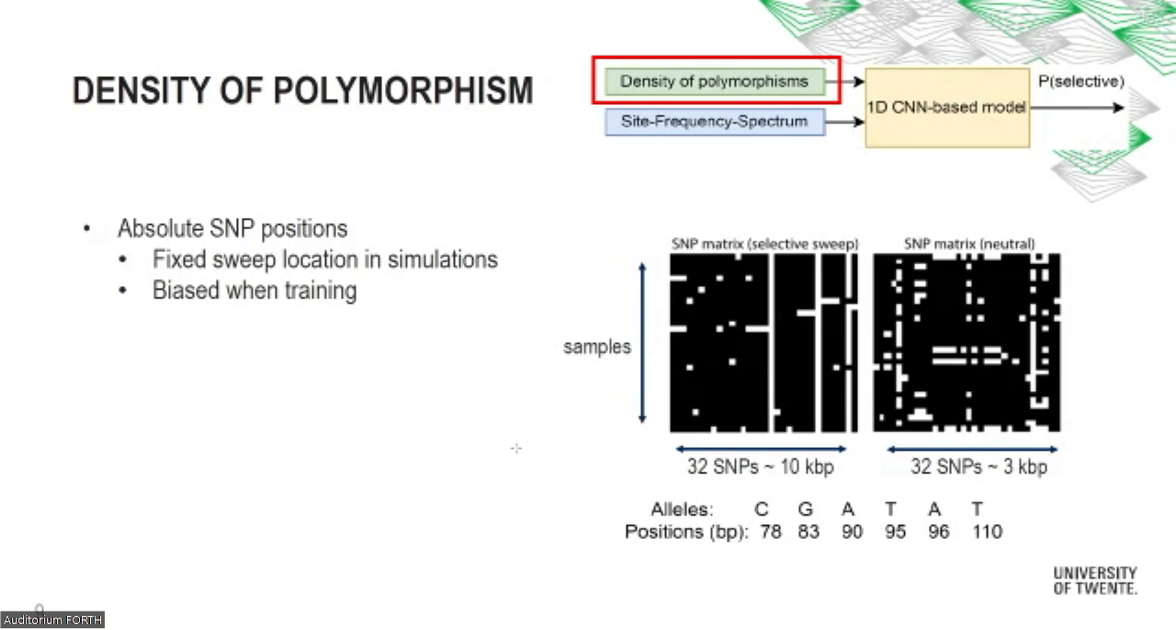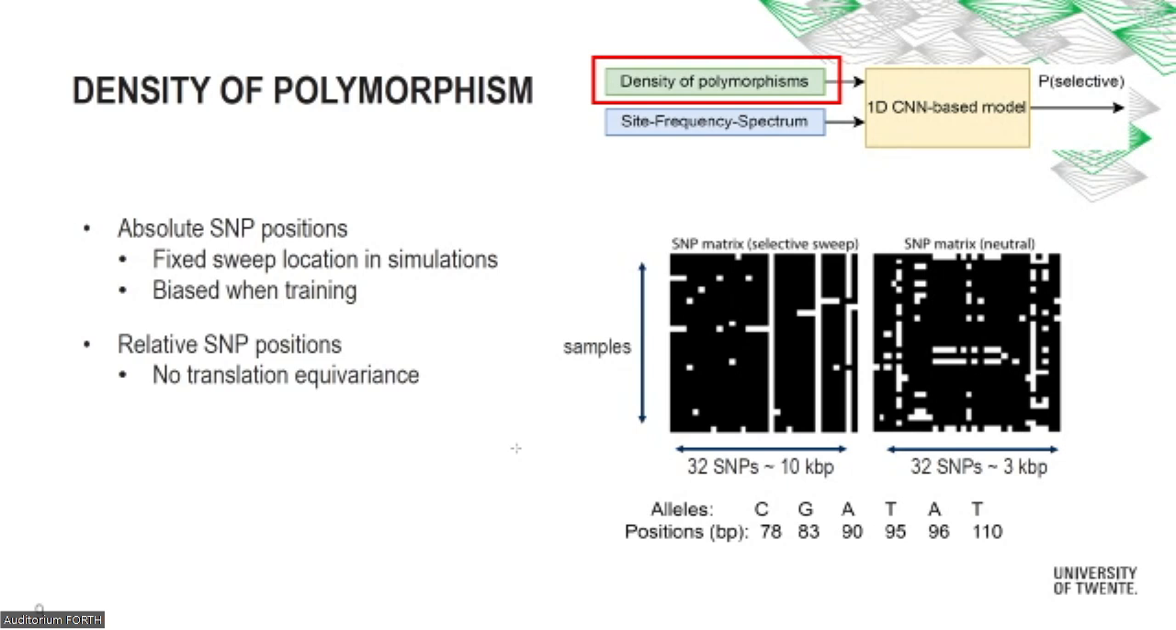However, we have to think about it a little bit, because if we just use the positions of the SNPs themselves, then this can easily lead to bias when training a model. For instance, if we always simulate data with the sweep in a certain position, then the model can actually just learn where this position is, and we will not actually learn valuable information. We can also use the relative SNP positions maybe. So the position of a SNP relative to, for instance, the first SNP position in the image.